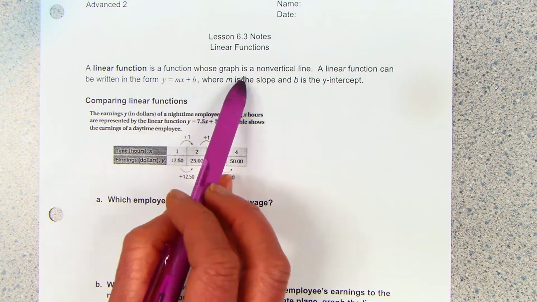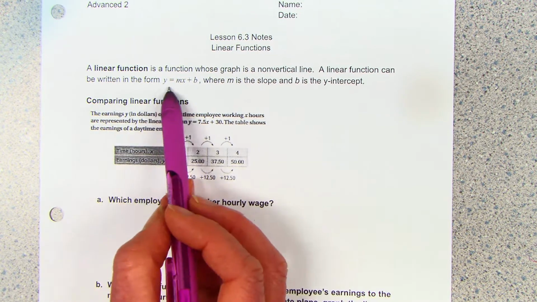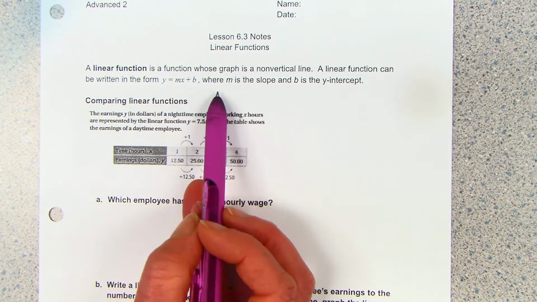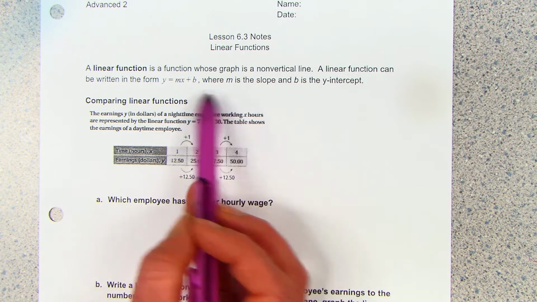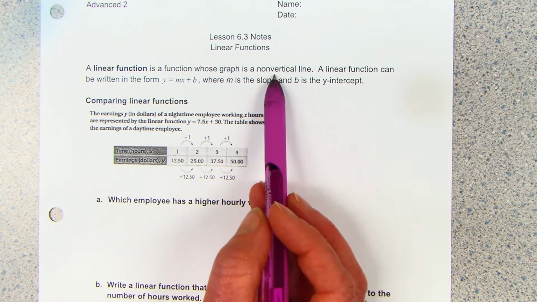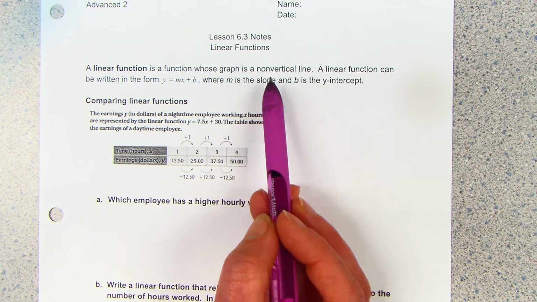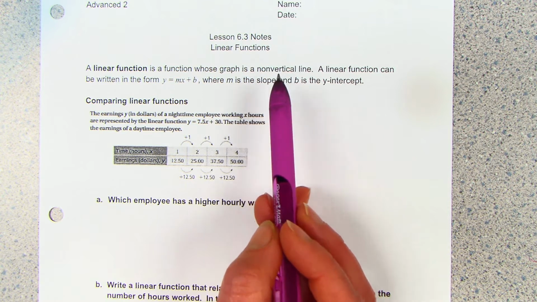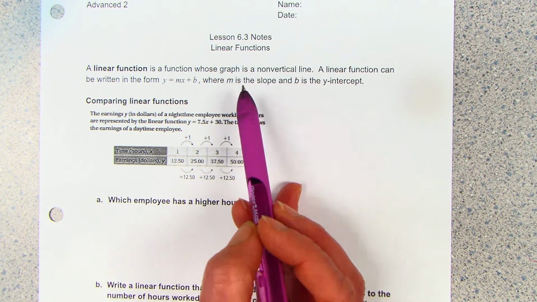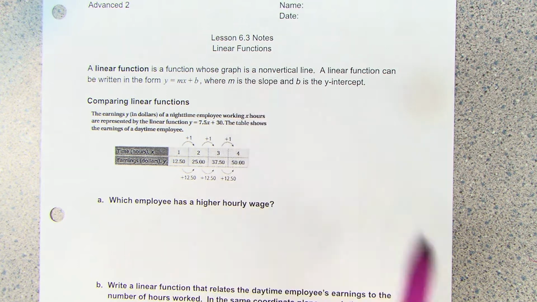It is a function whose graph is a non-vertical line. A linear function can be written in the form y equals mx plus b, where m is the slope and b is the y-intercept. So all of that is the same, except for the idea of a non-vertical line. When you were graphing equations, you could have a vertical line, x equals 3, and that would be an equation. But you can't have a vertical line as a function because a function can only have one y value for each x. So it can't be a vertical line. That's the only difference in the definitions.